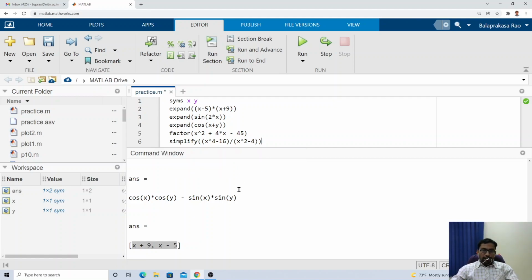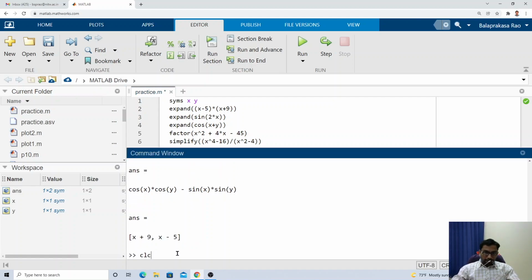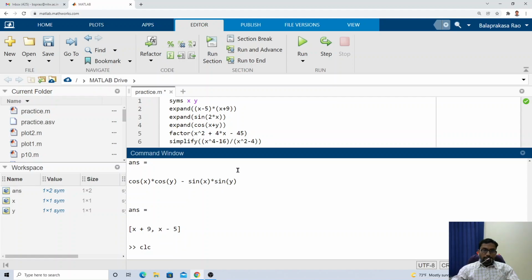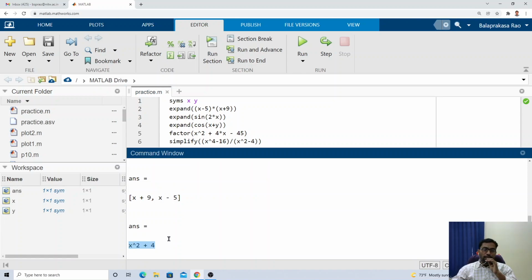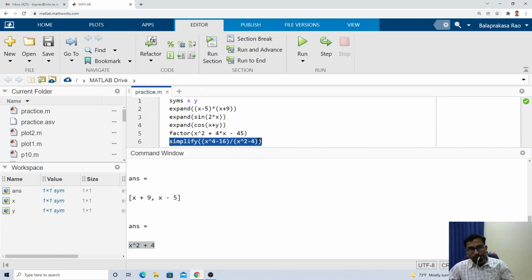Now what will it result? Let me clear it. If you pass it to the simplify function, it will solve this numerator and denominator equation. It is giving x square plus 4. This is the use of the simplify function. So Matlab supports all these functions: solve, roots, expand, factor, simplify. So this is about algebra.